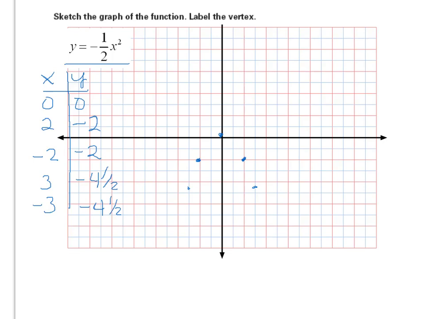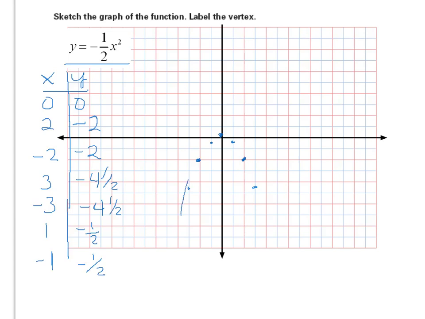So to round that out, because it almost looks like it could be a V, I'm going to try one more number. I'm going to plug in a 1. So 1 squared is 1, of course, times negative a half is negative a half. So when x is 1, we get y is negative a half. So you can see that, and we'll have the corresponding symmetry point on the other side, right? When x is negative 1, we also get negative a half.